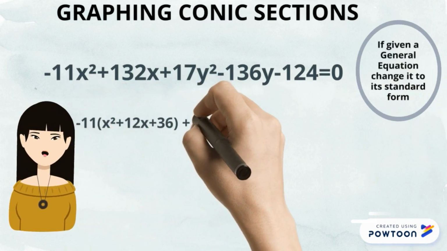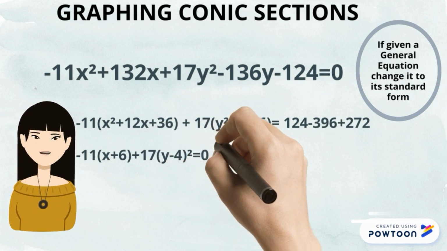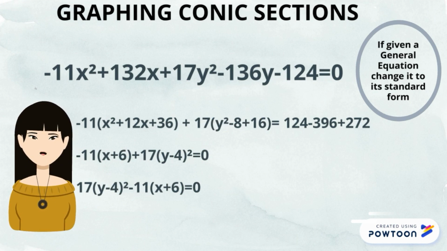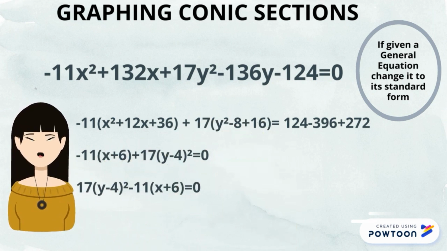The equation that is given is negative 11x squared plus 132x plus 17y squared minus 136y minus 124 equals 0. By inspection, this is a hyperbola because there are two variables that have a degree of 2 and their signs are different. We need to transpose 124 to the right side by adding 124 on both sides. And then the equation will become 17y squared minus 136y minus 11x squared plus 132x equals 124.